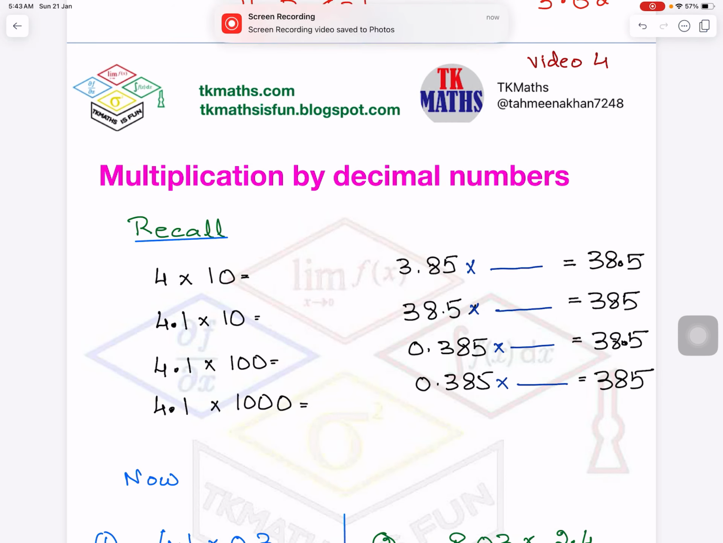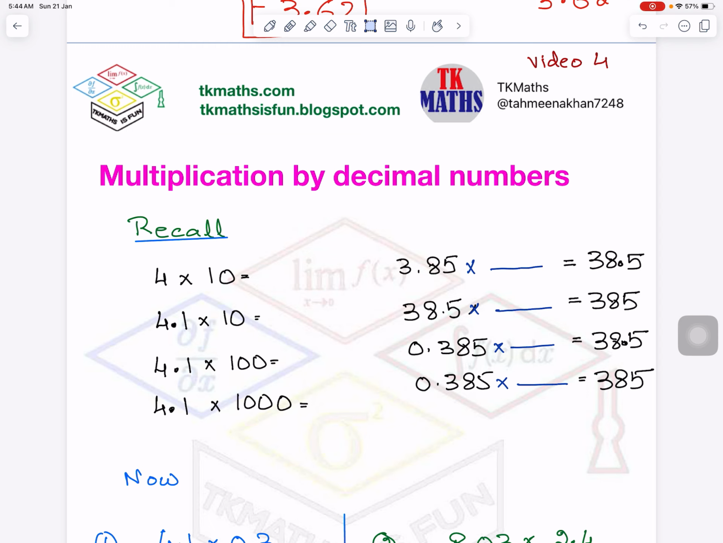In today's video, we will see the concept of multiplication by decimal numbers, or multiplication of decimal numbers. This is video number 4. In the previous videos, we have studied addition and subtraction and a few more concepts. So let's start by recalling what you have done earlier.